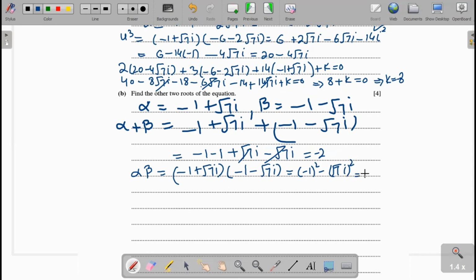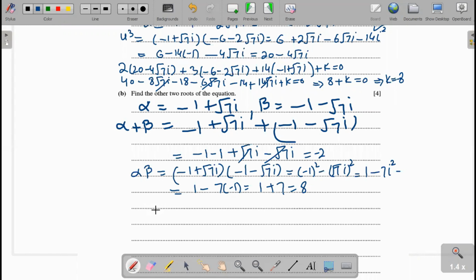Now we get minus 1 square is 1, minus 7 square root of 7, square root 7 square will be minus 7 and i square will be minus 1, and that value becomes alpha times beta, 1 minus 7 times minus 1, and that will become 1 plus 7 is equal to 8. 1 plus 7 equal to 8.